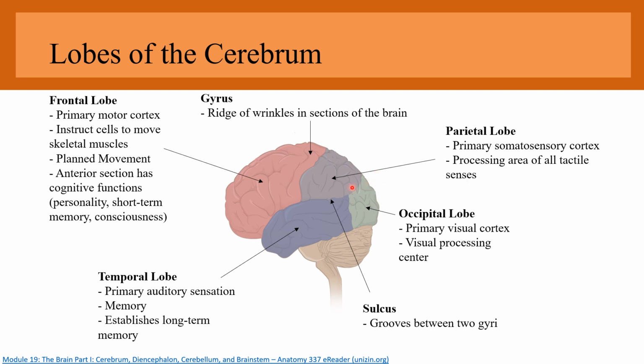Next, we have the occipital lobe. This is our final lobe in the brain. It's this little green area right here. It is in charge of visual processing. So this is also the primary visual cortex. This is where all visual stimuli get processed.